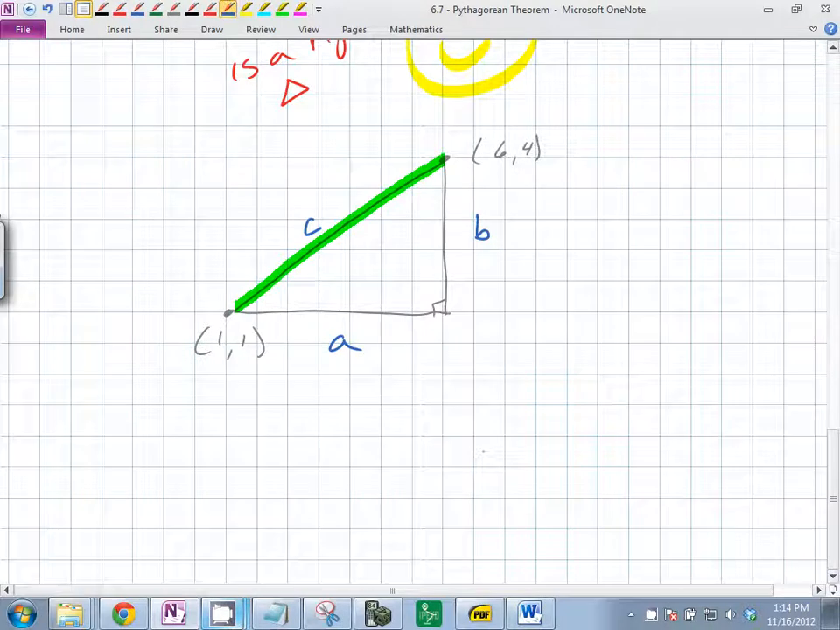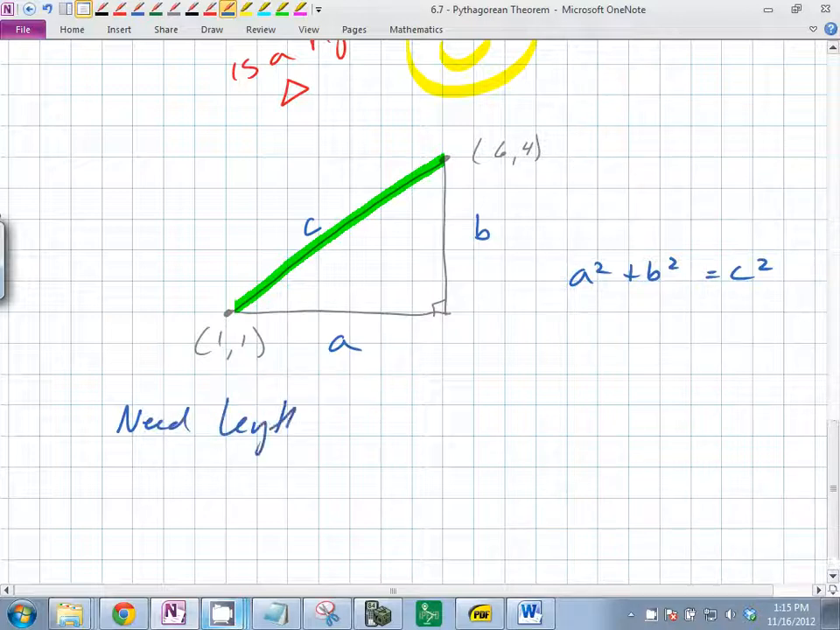And since this is a right triangle, we know that A squared plus B squared equals C squared. Remember that A and B and C are all lengths. So we need the length of A. How do we get that? Well, we know that A is horizontal distance.